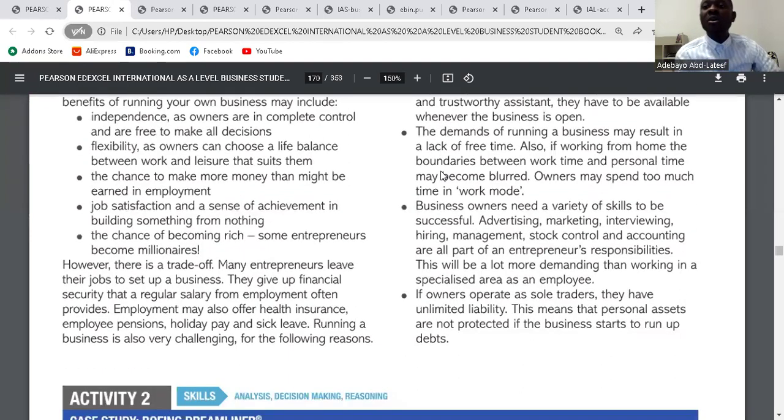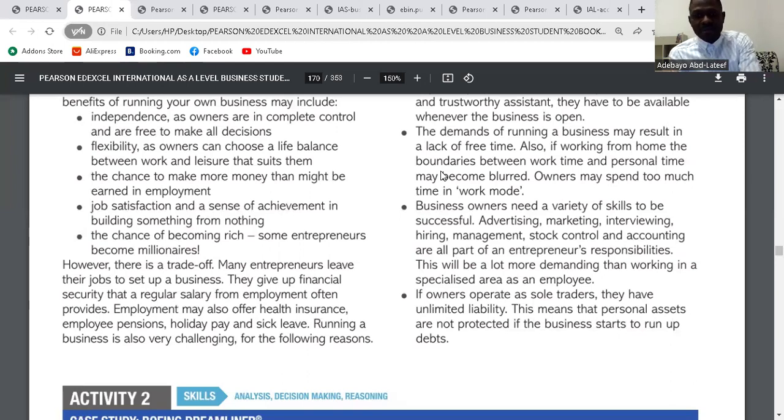Two, the demands of running a business may result in lack of free time, because you're always going to be there. You have to be punctual. So it means there's not going to be free time for you, except when the business has succeeded and you start employing more workers. Three, business owners need a variety of skills to be successful. You need to be master of all, because at the initial stage, you won't have the financial capability to employ skilled managers. So you have to be skilled.